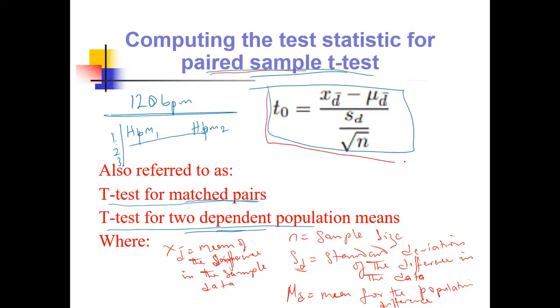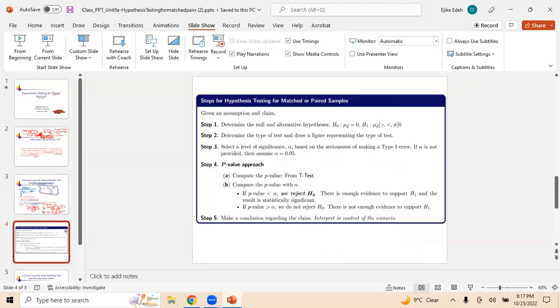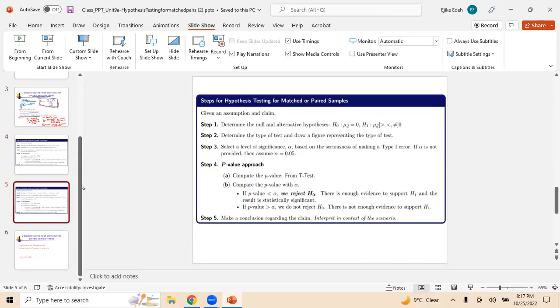But if you look at this, you find that it has a strong resemblance to what we did in chapter 8. That is because you are reducing the two samples to one by finding the difference. We'll explain this more in the next slide. So here, these are the 5 steps to conducting a hypothesis test. What we're going to do is get a copy of this page and maybe make it blank.